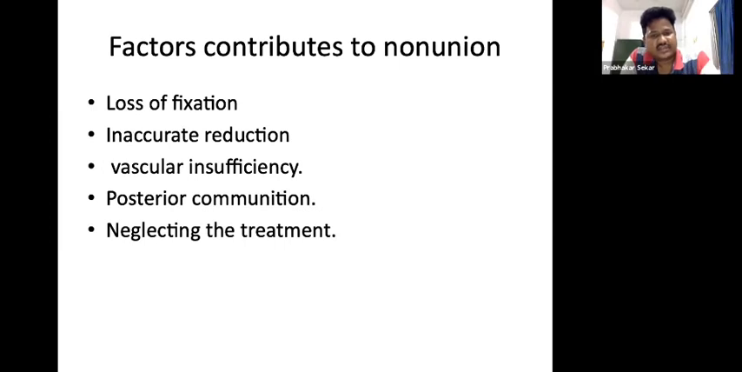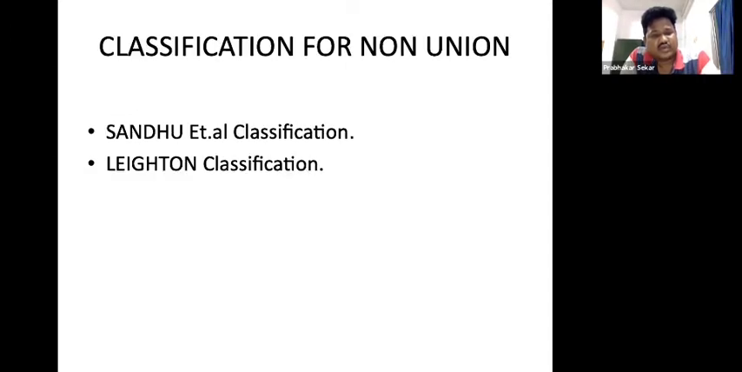So what are the factors that contribute to non-union? Already told: loss of fixation, inaccurate reduction, vascular insufficiency, posterior comminution, and neglect of treatment for non-union, that is, neglecting the fracture neck of femur and treating it conservatively. There are two classifications based on radiology to classify non-union: Sandhu et al. and another one, Leighton's classification.